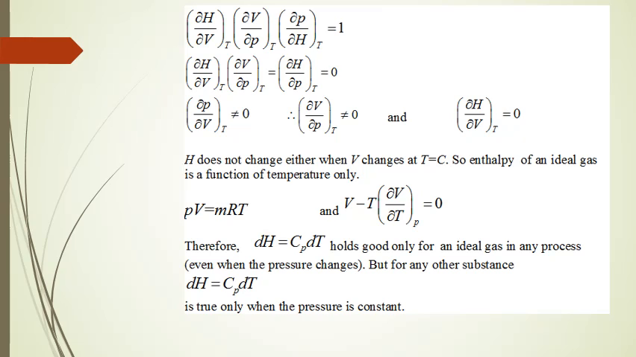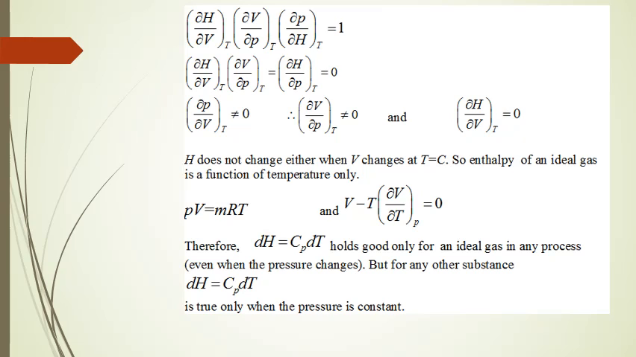Now since the second term, that is del V upon del P when temperature is constant, is the reciprocal of the slope of isotherm, and if del P upon del V when temperature is constant is not equal to 0, so definitely its reciprocal will also be not equal to 0. So definitely the first term on the left hand side has to be 0, that is del H upon del V when temperature is constant has to be 0. It basically implies that enthalpy will not change either when volume changes at constant temperature. So enthalpy of an ideal gas is function of temperature only.